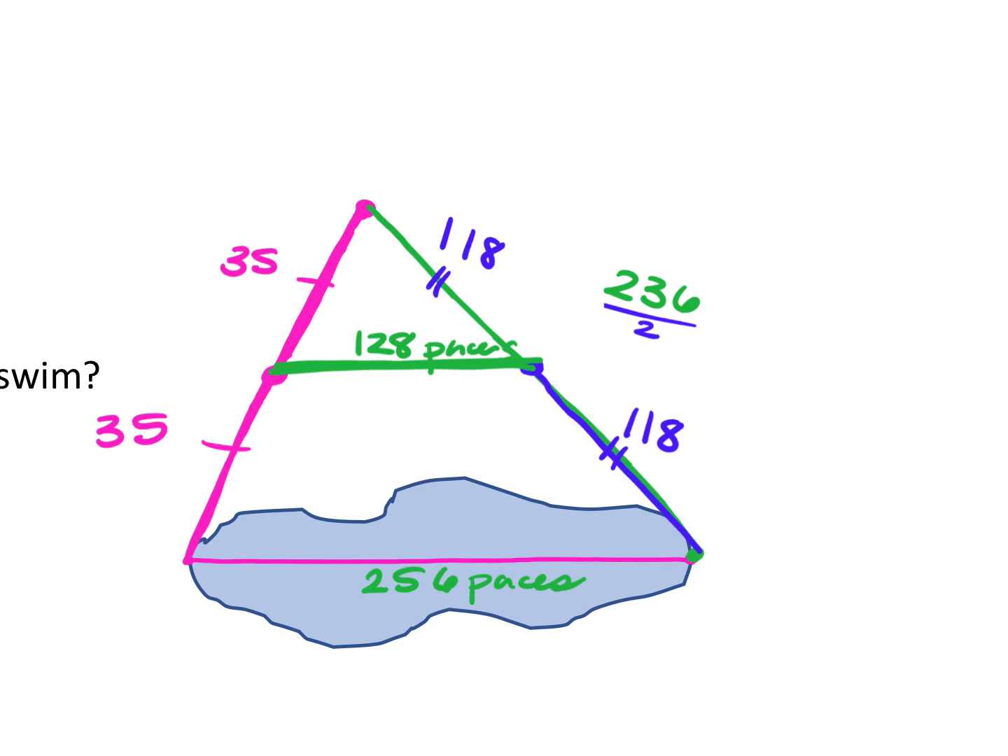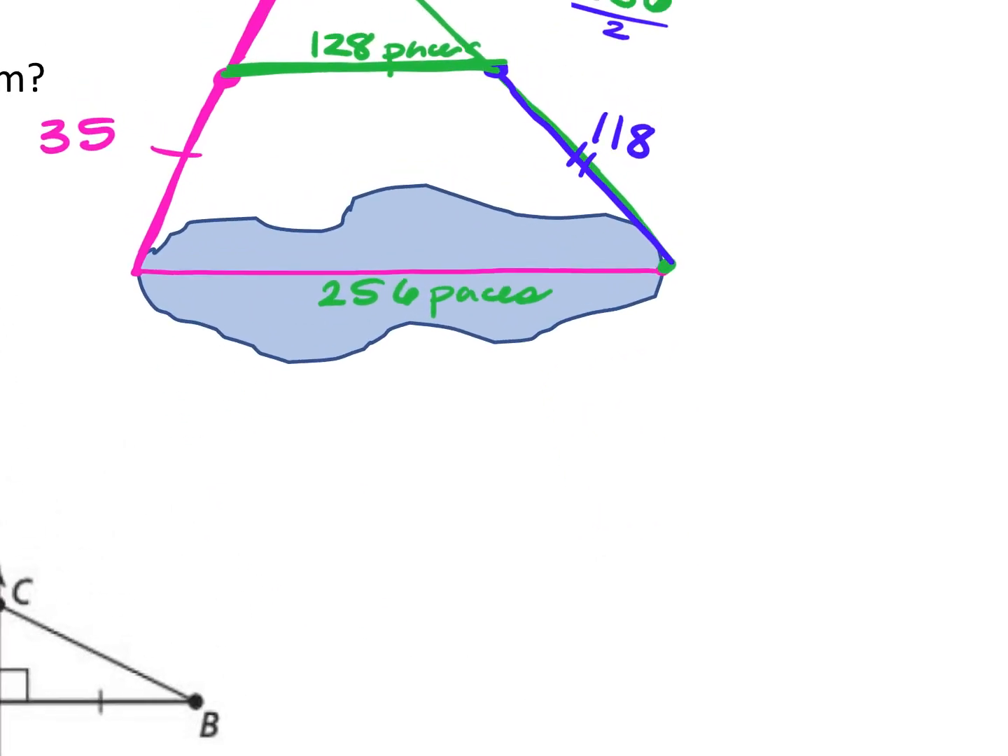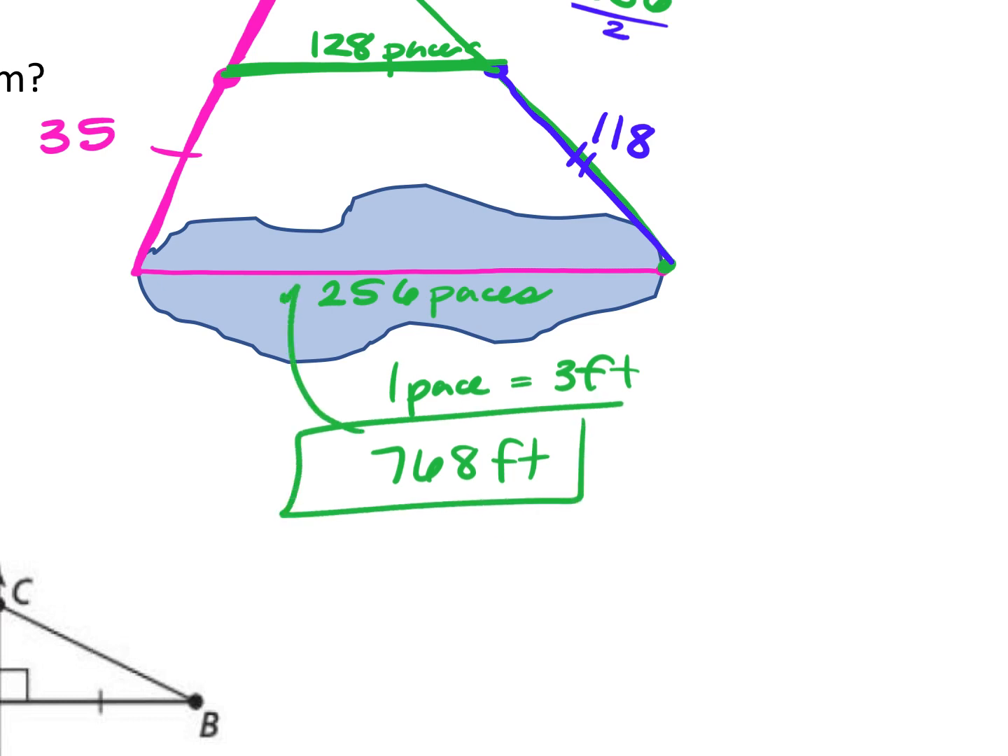I said one stride was 3 feet. Is that way too long? No, that's right. He's a big guy. So if he went 256 paces and one pace is 3 feet, then how many feet is this? 256 times 3 is 768 feet. So one trip across the lake is 768 feet.